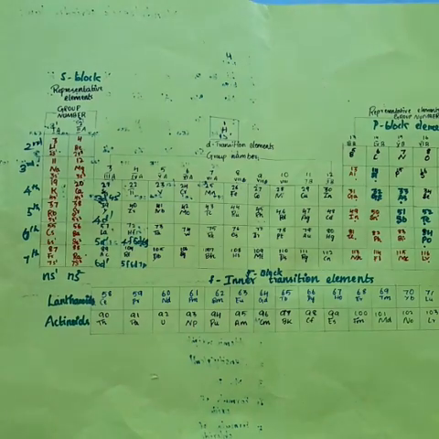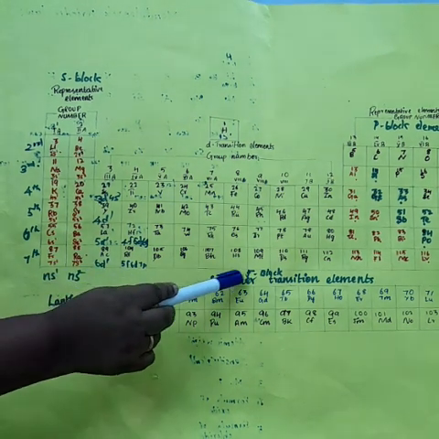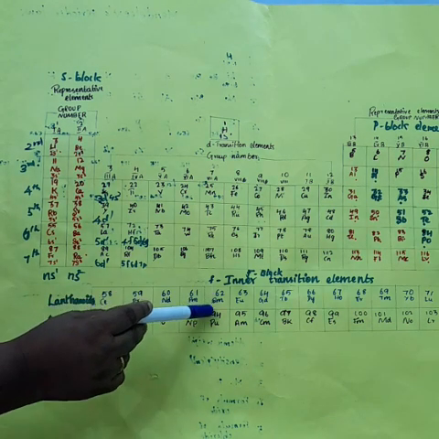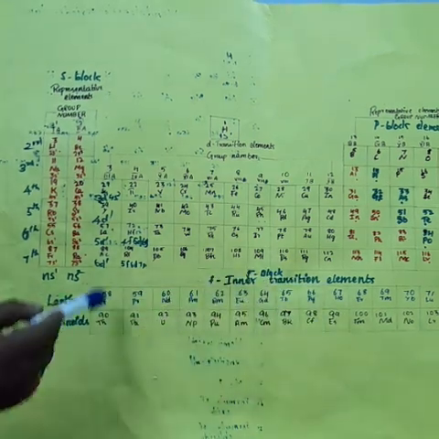The inner transition elements are sometimes called the f block elements, since in this region the f orbitals are being filled in. In the f block, the electrons start to fill the f orbital. So these elements are called the f block elements.